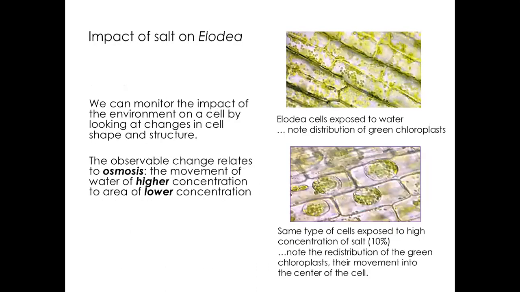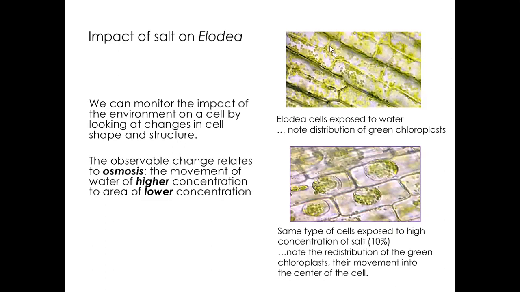Okay, last thing I'm going to talk about is this plant called Elodea, and when you expose the cells to salt, a high salt concentration, you can cause the cells to change how they look. And this is because of osmosis, which is the movement of water from a high concentration of water to a lower concentration of water. Okay, so let me explain what I'm talking about.